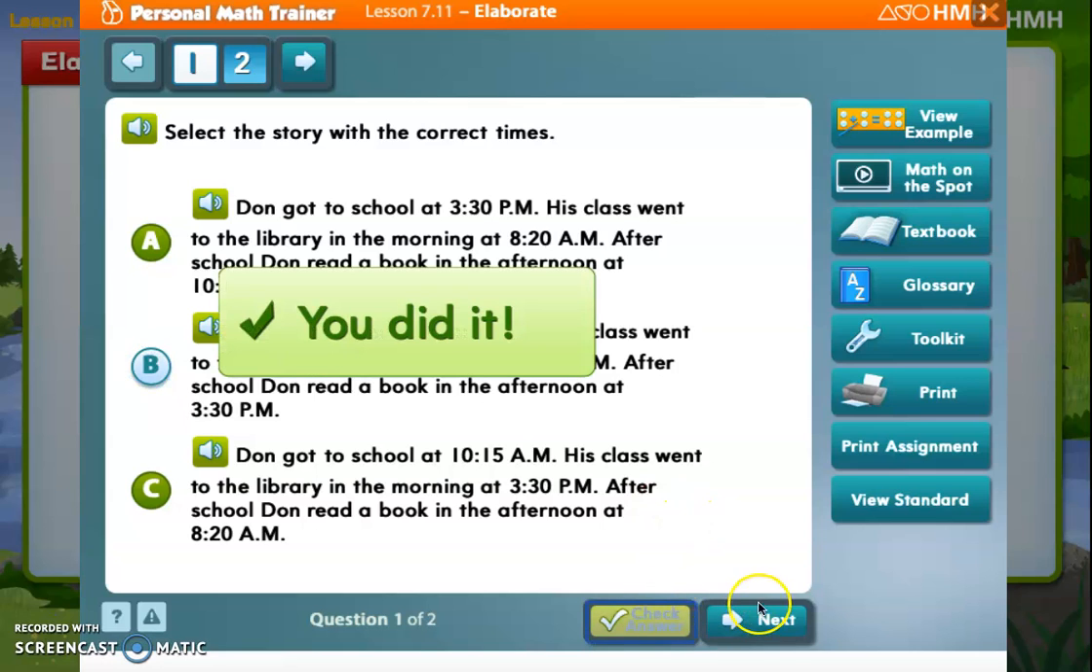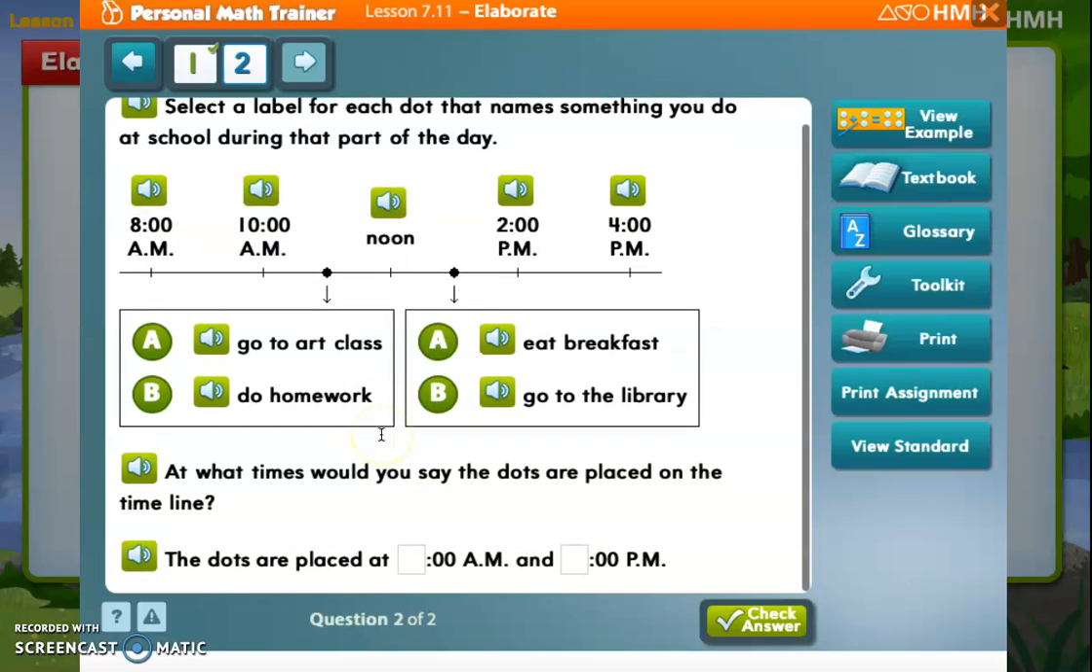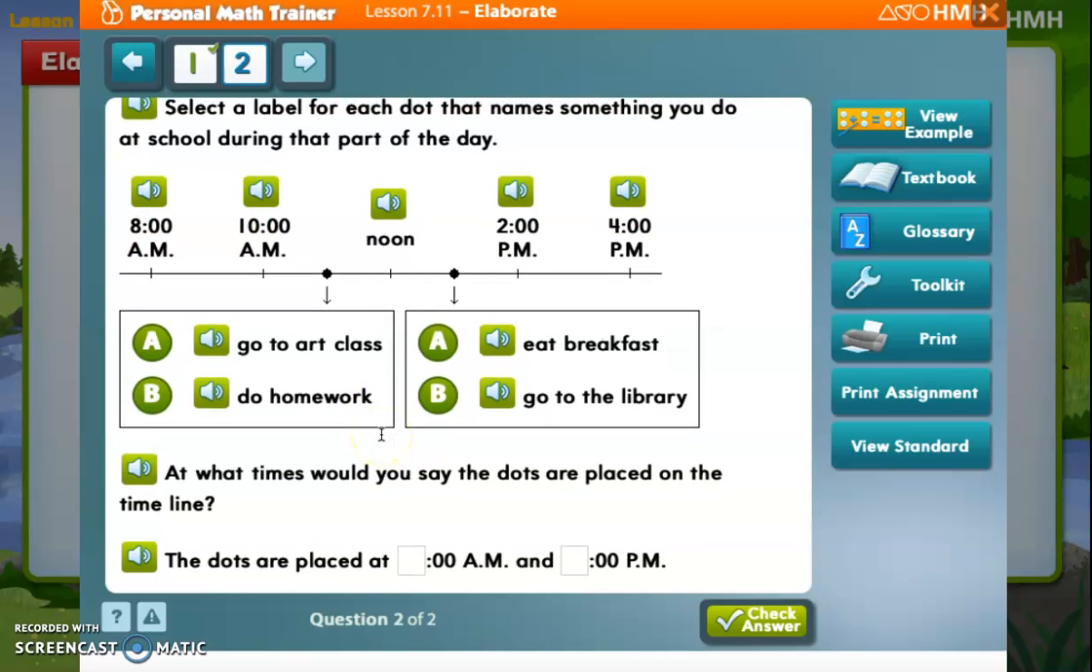You did it! Okay, good job. All right, and number 2, select a label for each dot that names something you do at school during that part of the day. Okay, so let's see. So for 8 o'clock a.m., hold on, let's read it. At what times would you say the dots are placed?